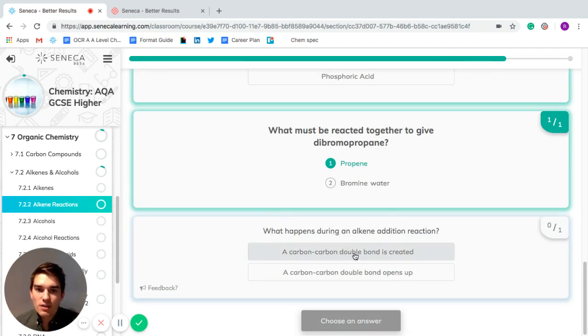What happens during an alkene addition reaction? Is it that a carbon-carbon double bond is created? Actually, alkenes already have carbon-carbon double bonds, so it must be the carbon-carbon double bond that opens up.